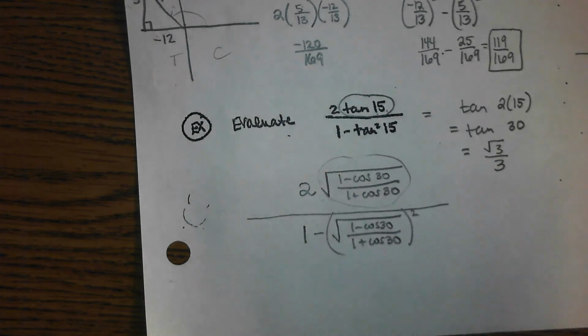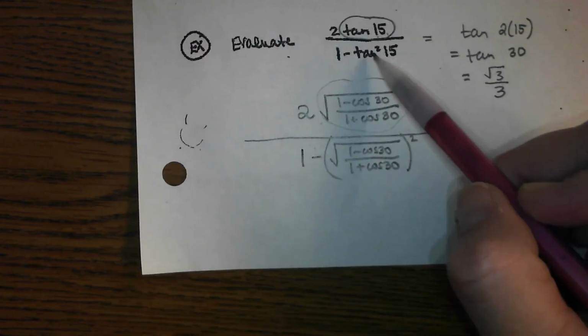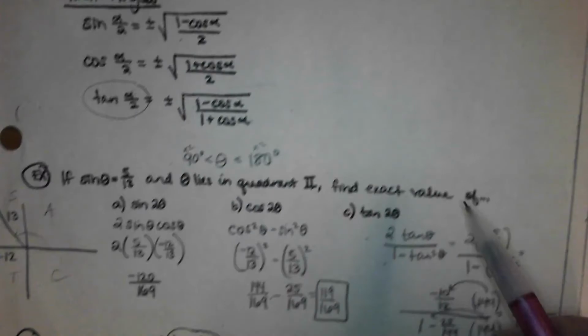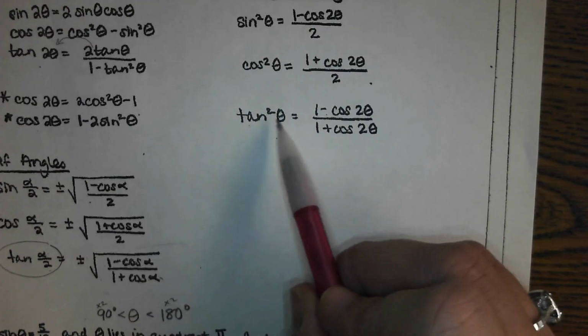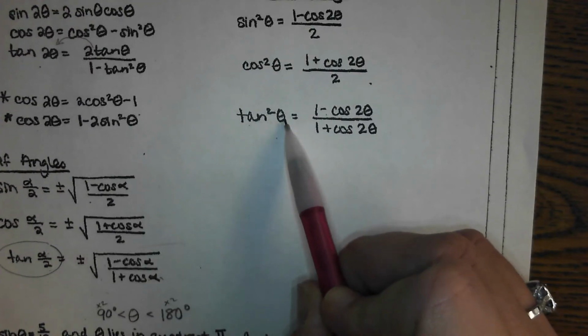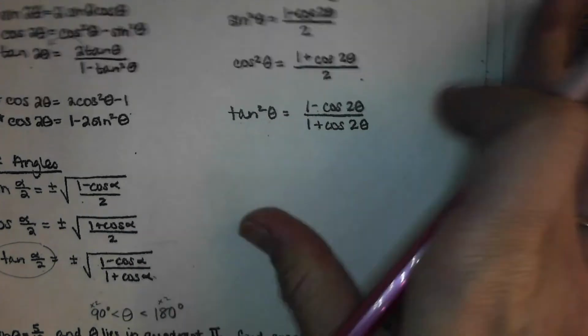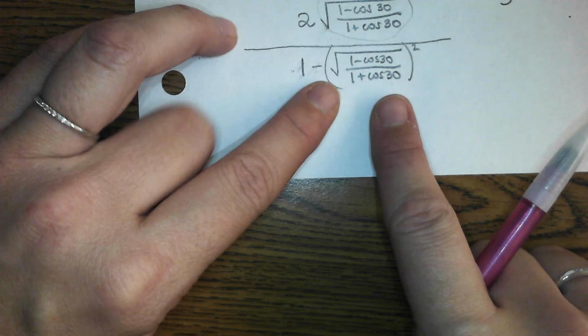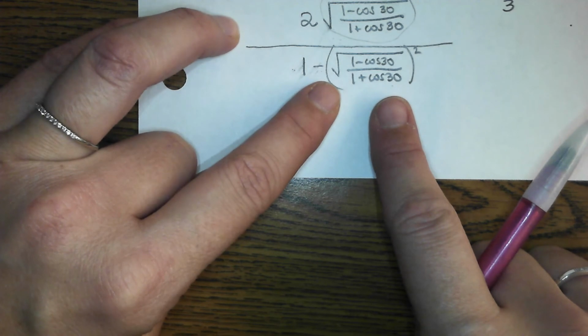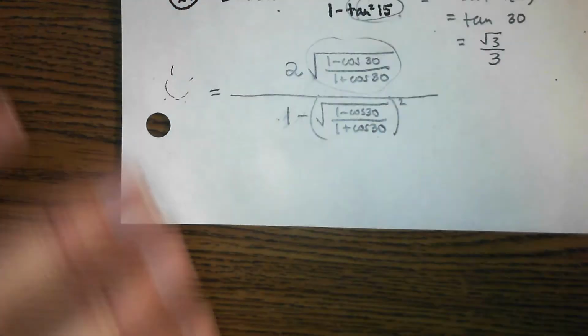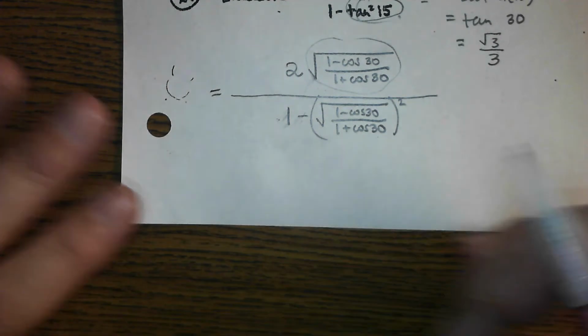And by the way, if you saw that tangent squared 15, you could also use the power reducing. Tangent squared of 15 would be 1 minus the cosine of 2 times 15, so 1 minus cosine 30 over 1 plus cosine 30, which is what this is going to be anyway when you square that square root. So just a lot of different options which can become overwhelming, but they all work.